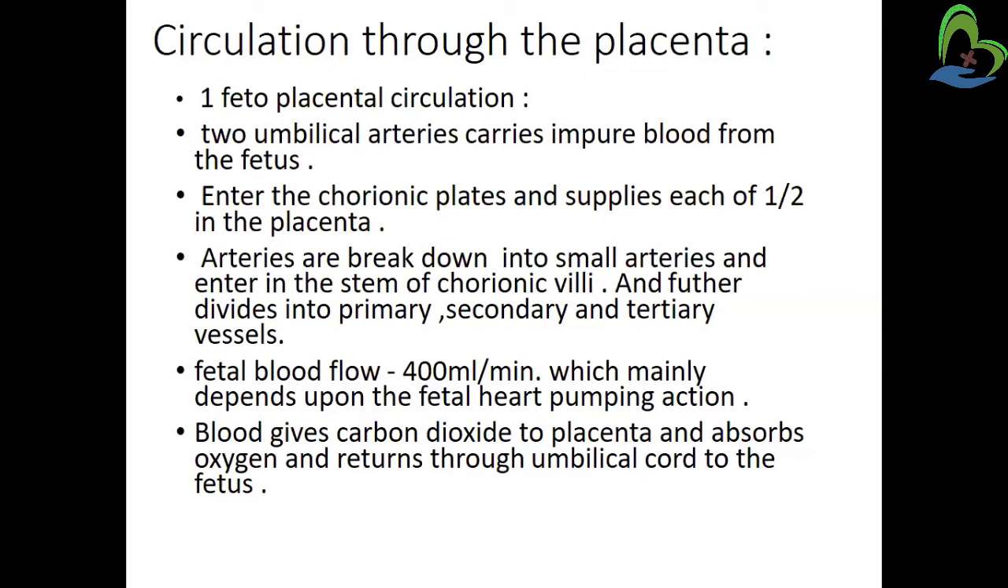Then the blood gives carbon dioxide to the placenta, absorbs oxygen, and returns through the umbilical cord to the fetus. So the fetus receives oxygenated blood and the CO2 is removed to the placenta. This is the one-side circulation, known as the fetoplacental circulation.